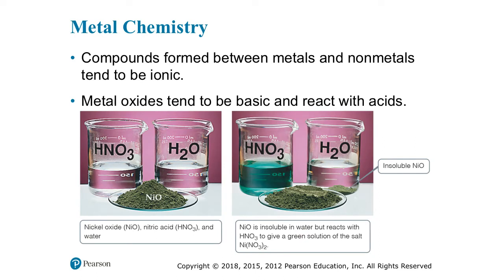So compounds can be formed between metals and nonmetals. They tend to be ionic. So of course, like NaCl, plus and minus, are the types of compounds we tend to get between metals and nonmetals. Metal oxides tend to be basic and they react with acid. And so if we take nickel oxide and add it to water, what it can do is release the oxide ions, so the O2- ions released in water.